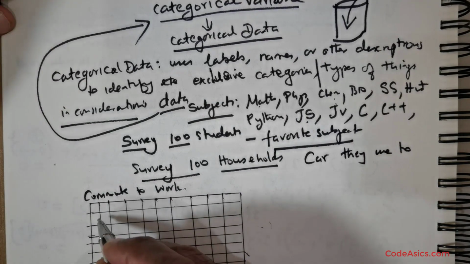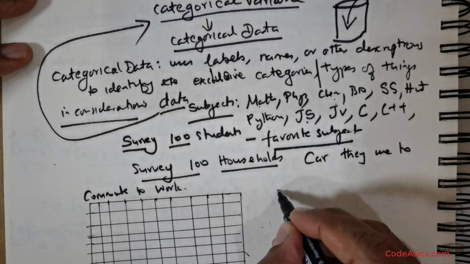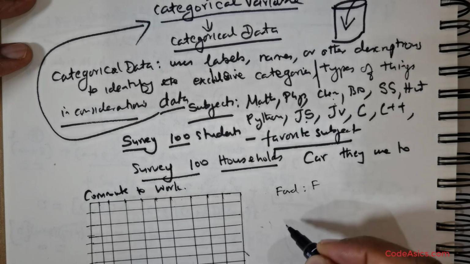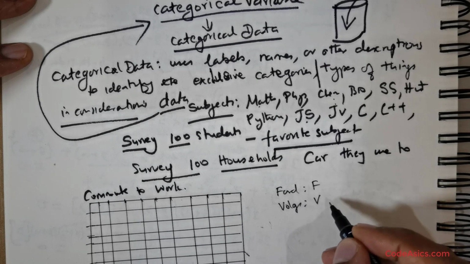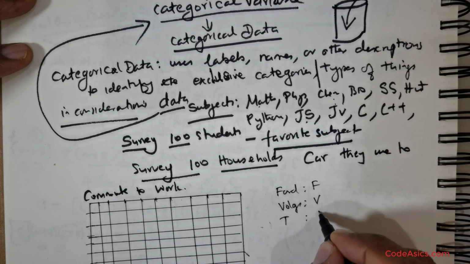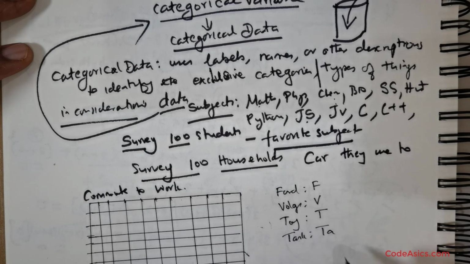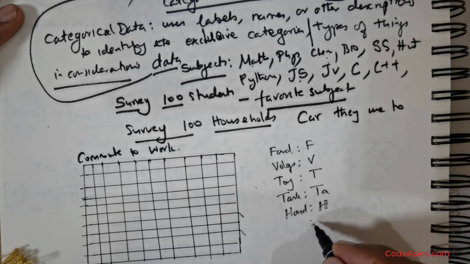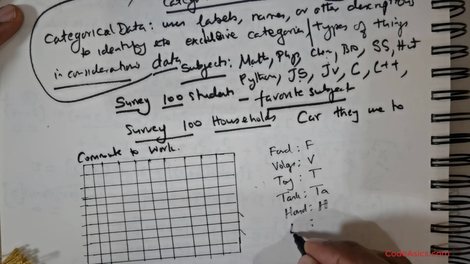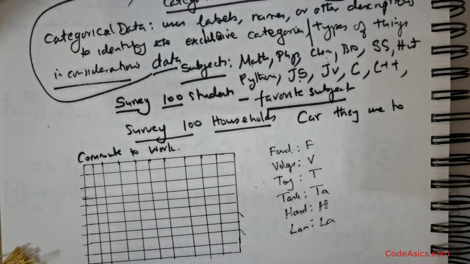Now I'm going to mark, say, the following symbols. If the person is having a Ford car, I will mark it as F. If the person is having a Volkswagen, I will mark it as V. If the person is having a Toyota, I will mark it as T. If the person is having, say, there is a brand called Tank, I will mark it as TA. It's got Honda, I will mark it as H. If the person has got anything, say Lamborghini, I will mark it as LA, right? So I'm going to put in the observation.